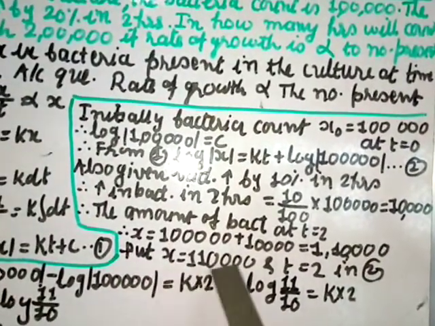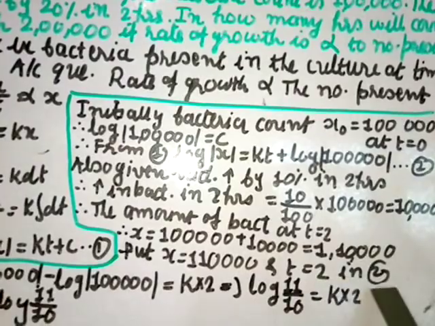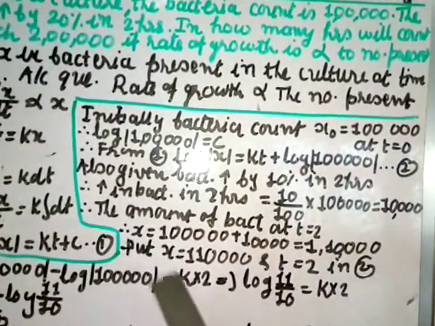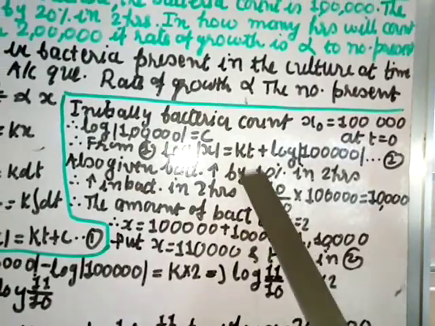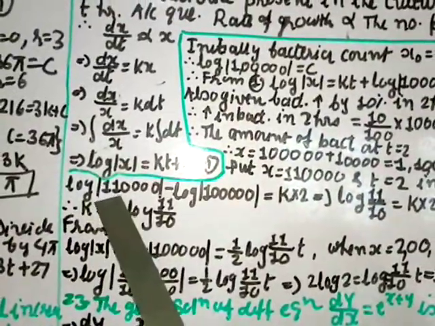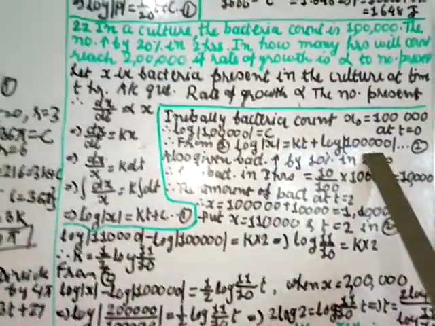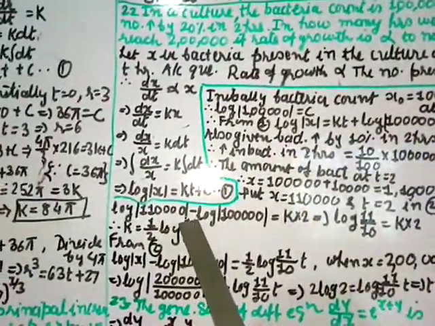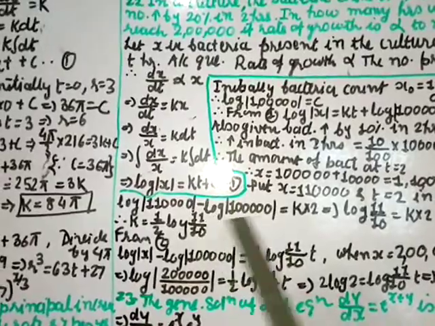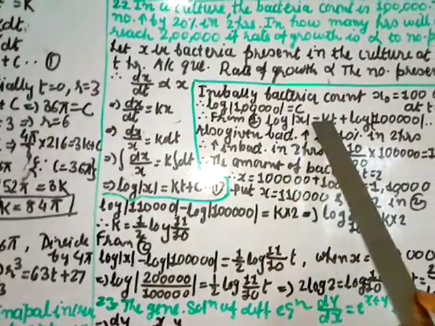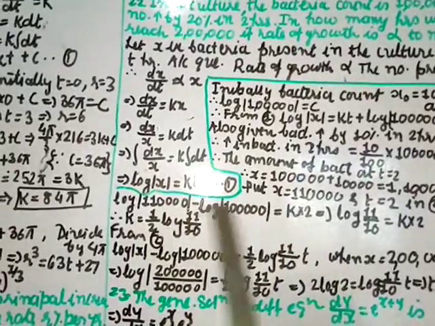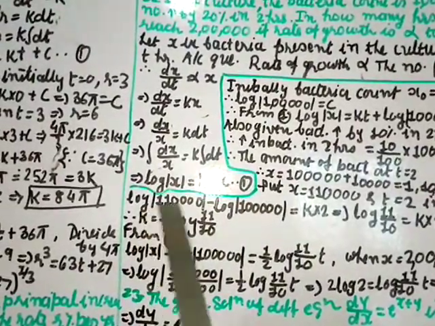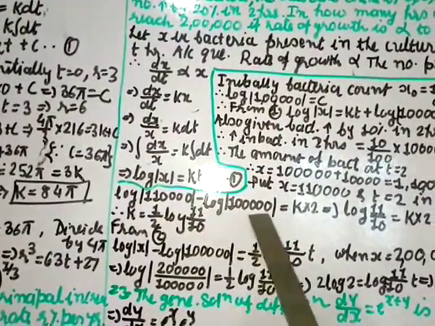Put x is equal to 1 lakh 10,000 and t is equal to 2 in equation 2 here. So we'll put the value of x as 1 lakh 10,000 and the value of t as 2. When we put, you get log 1 lakh 10,000, and this log 1 lakh I am transferring over here, so minus log 1 lakh, and this is the value of c actually, equal to k into t. T is 2, so k into 2. Now this value can be written as log 1 lakh 10,000 divided by 1 lakh.